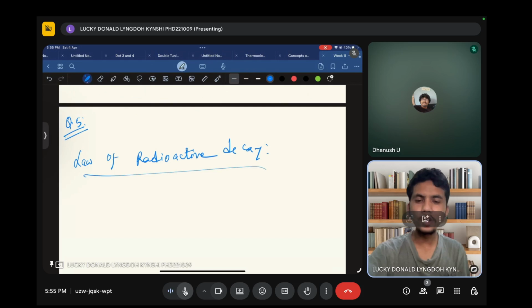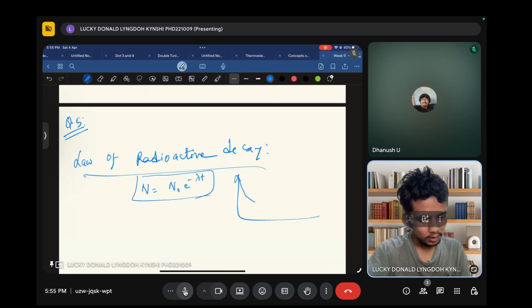So what is the law of radioactive decay? It says that the number of nuclei remaining at a time t is given by N equal to N naught e to the power minus lambda t, where N naught is the number of nuclei at time t equal to 0. With time, the number of nuclei remaining scales exponentially. So if I draw the graph, it will be something like this.